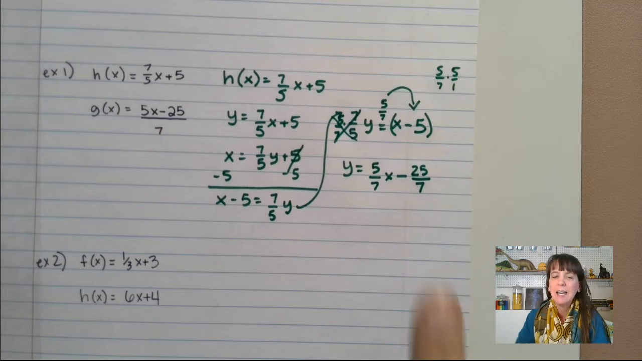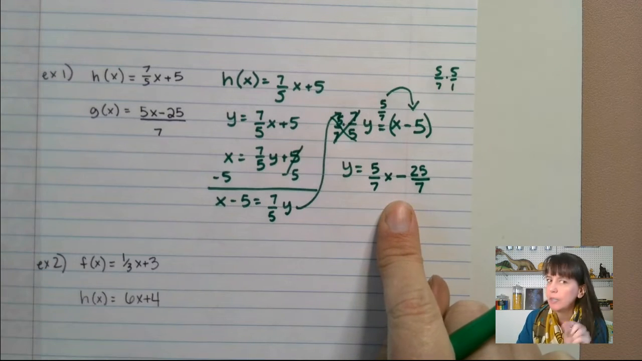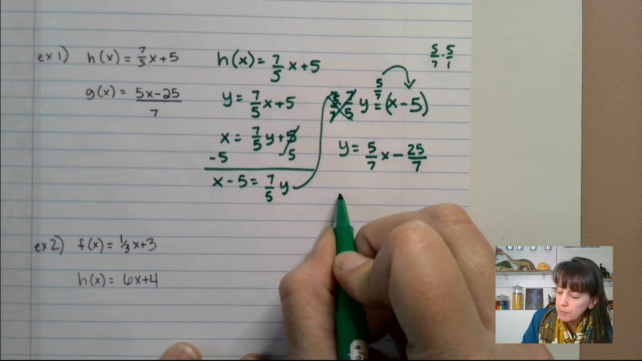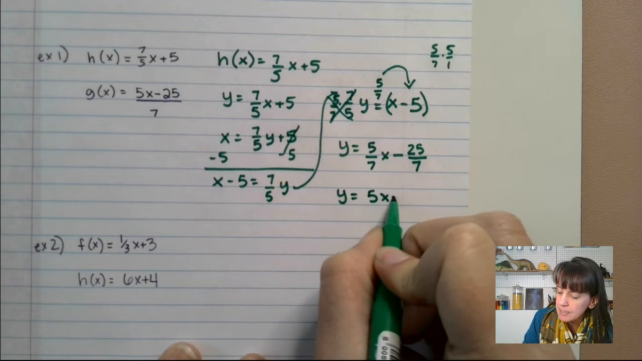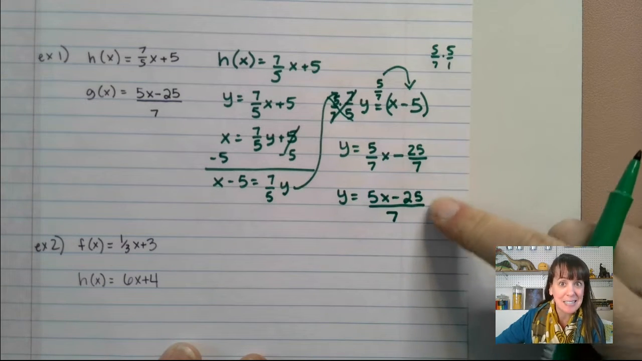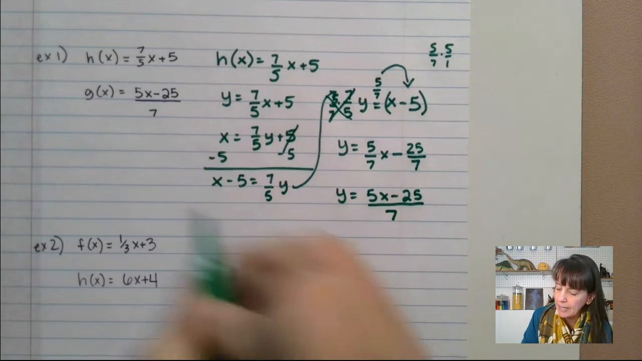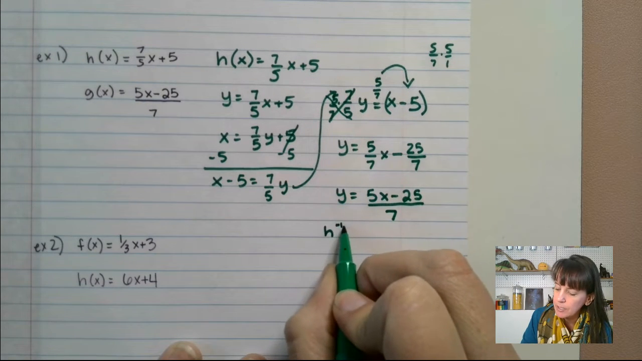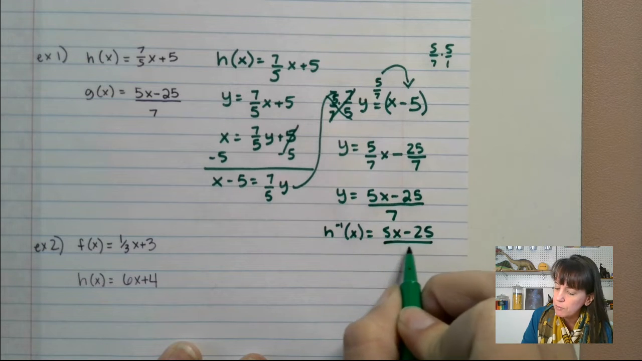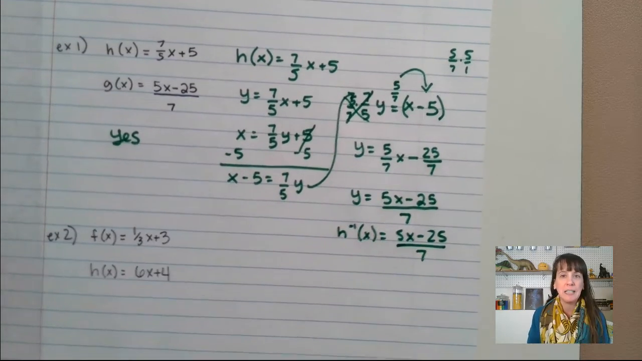Well, let's look at the other given function and see if they match. Now this is a little tricky because they look like they don't match, but these have a common denominator. So if I were to rewrite this, y equals 5x minus 25 over 7. This is the exact same thing as this one. So you look and you say, okay, the inverse of h of x, h negative 1 of x, equals 5x minus 25 over 7. These match. Yes, these are inverses of each other.